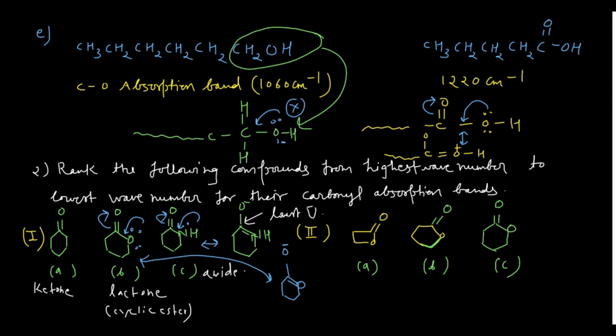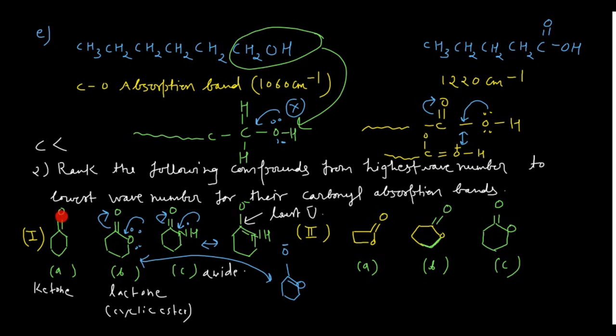Okay, so what you can do, I can write the answer here, please focus. C is having the lowest value. And you know this one is having more double bond character due to this resonance, right? This would be the highest one.